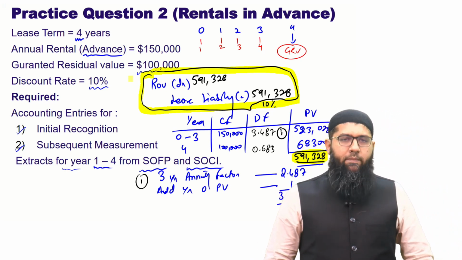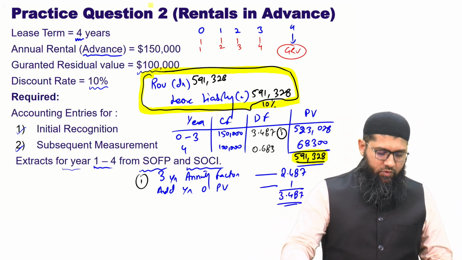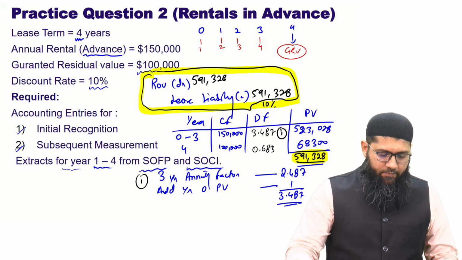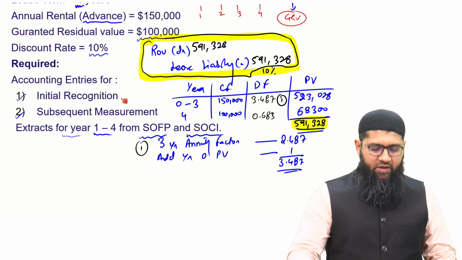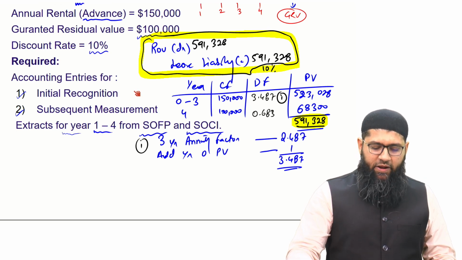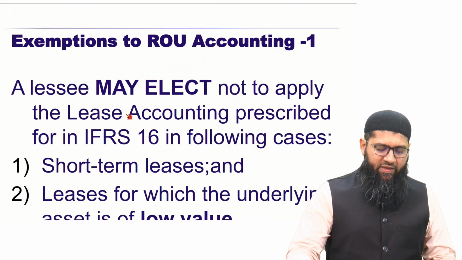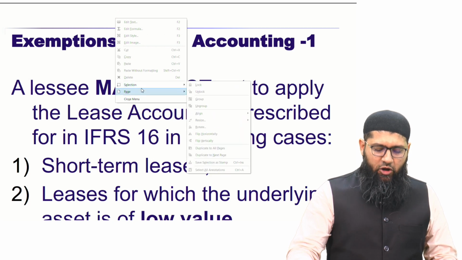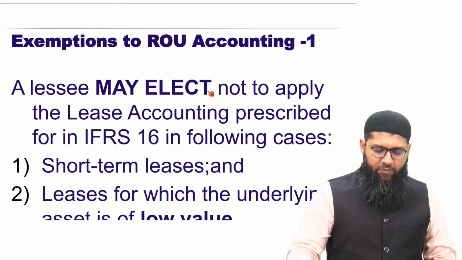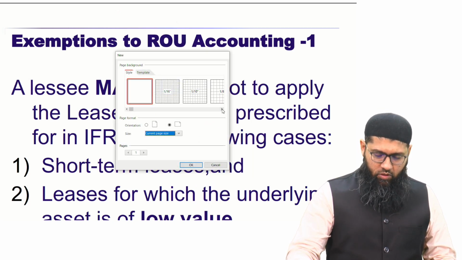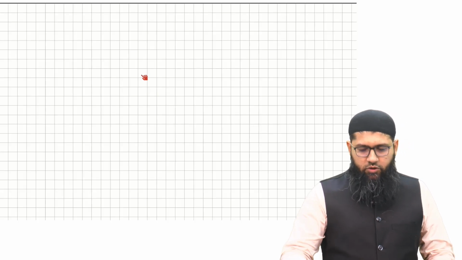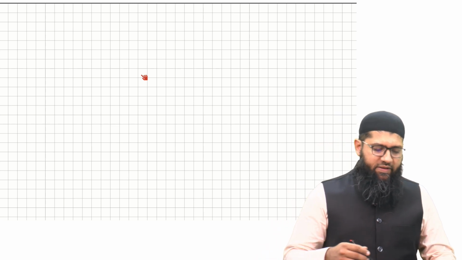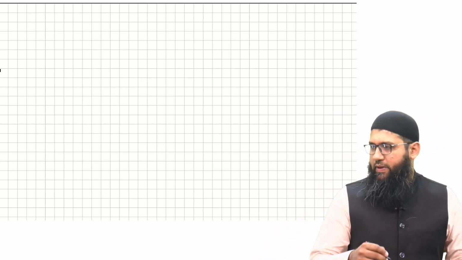Now, let's move a bit forward and discuss further. Now we need to talk about the second aspect. The accounting entries for initial recognition are done. Now subsequent measurement needs to be done. So the subsequent measurement is going to be like this.